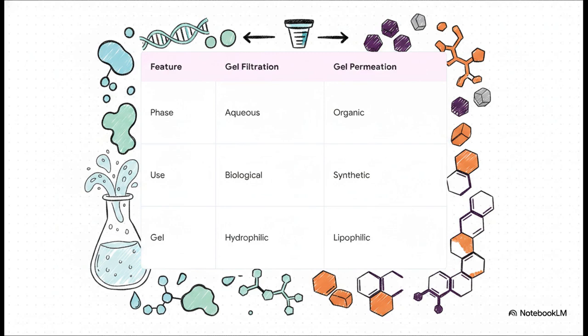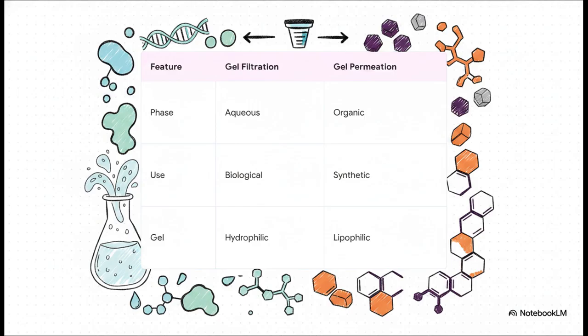If you're working with biological polymers, think proteins or polysaccharides like starch, you're going to use gel filtration. In this setup, your mobile phase is aqueous, meaning it's water or salt-based, and you pair it with hydrophilic or water-loving stationary phase gels. But on the flip side, what if you're an industrial chemist working with synthetic polymers like plastics? You use gel permeation chromatography, or GPC.